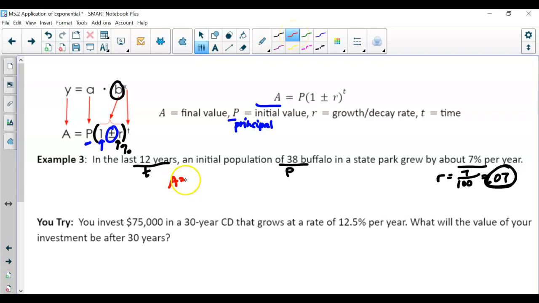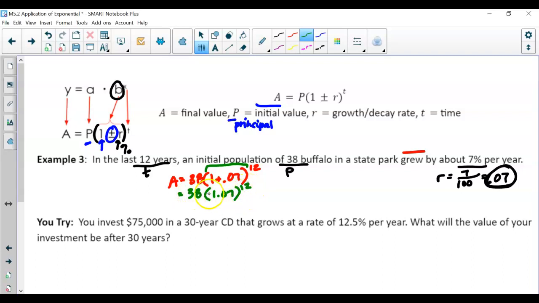So again, A is equal to P times, 38 times 1. Now, this is growing, so plus or minus? Plus 0.07, raise that to the power of T, which is 12 years. So now here, this is the same as 38 times 1.07 to the 12th power.